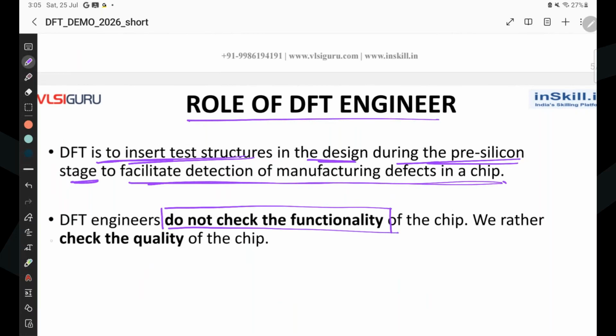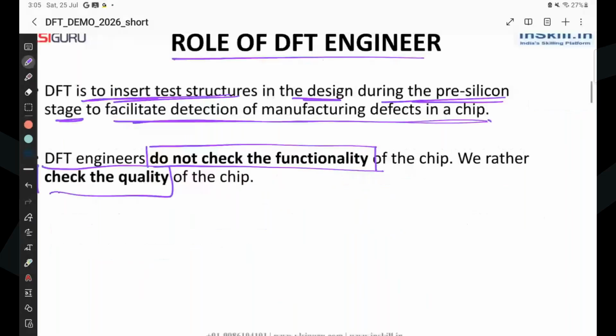We rather check the quality of the chip. So DFT engineers do not check the functionality of the chip. We rather check the quality of the chip. So what does that mean? Let's try to understand here.